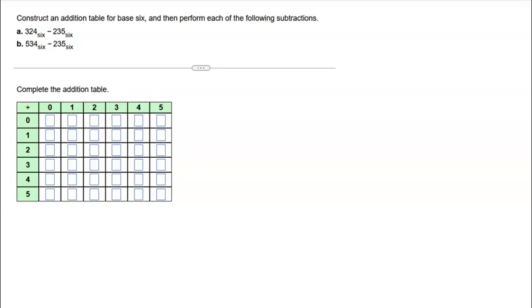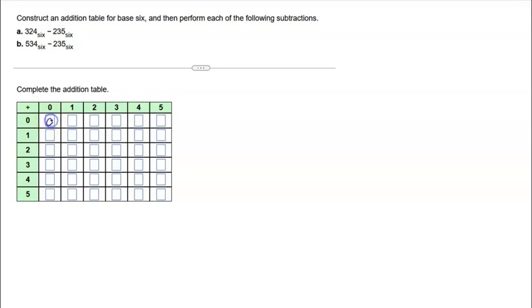Okay, so we have a homework problem from section 3.3 that wants us to complete an addition table and then use that table to do some subtraction problems. Now, this is all base 6, right? So that means there is no 6. Anytime you get to 6, you're going to have to move over to a new column that'll be your 6's. So when we add 0 plus 0 in the 0, 0 column, we definitely get 0.